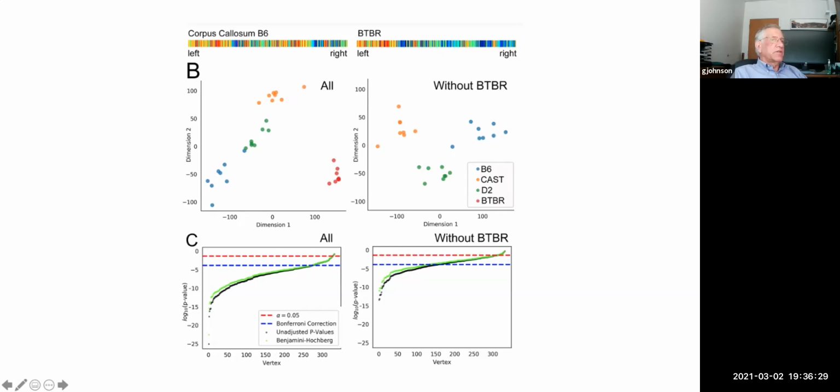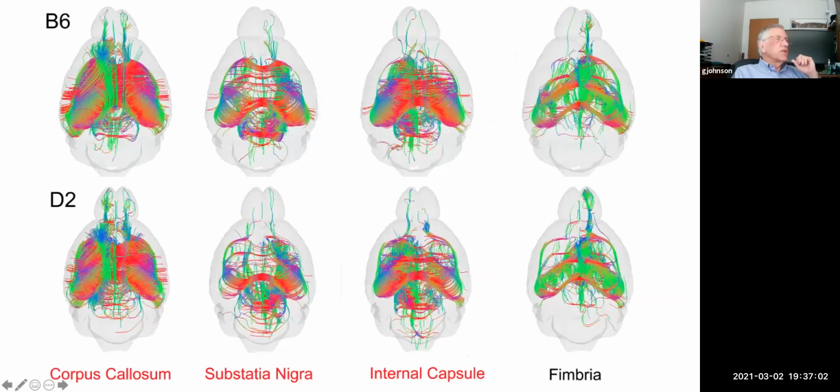What's equally interesting is that without the BTBR, without this one outlier, this one animal, we chose the BTBR because when we set up this study, it was not clear that we would be able to differentiate anything between two very similar strains. But then we were astounded that yes, in fact, we could. So if we separated the BTBR out and just looked at the so-called normal strains, there are something like 150 of the regions of interest that are statistically different. And so we can rank order those and start looking at the tracks.